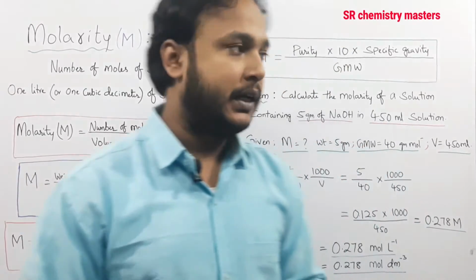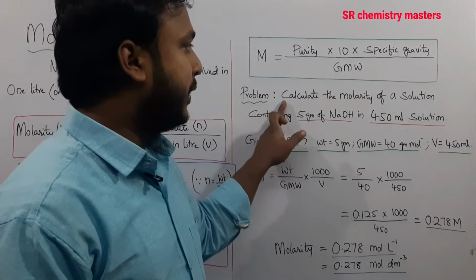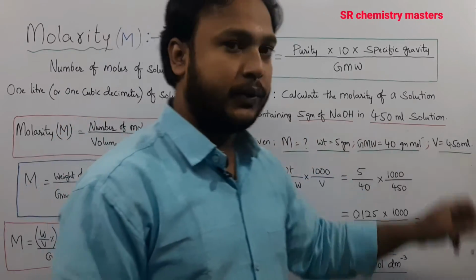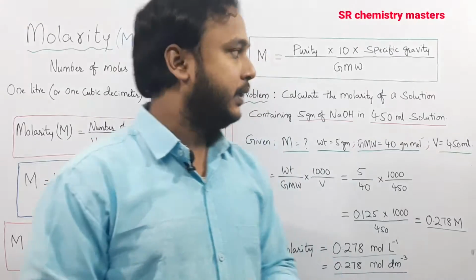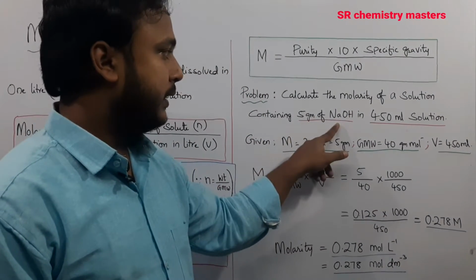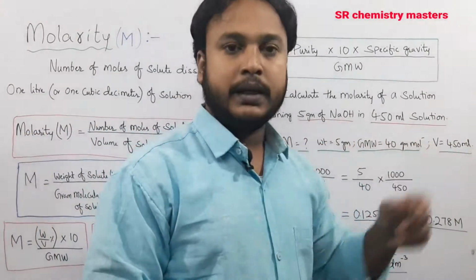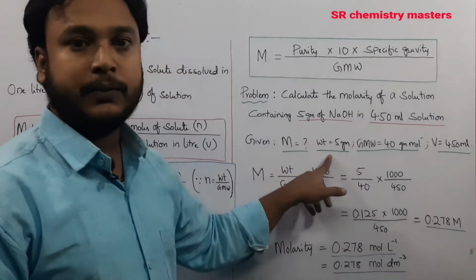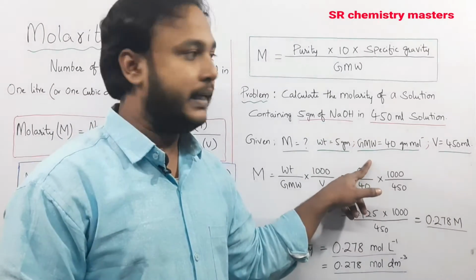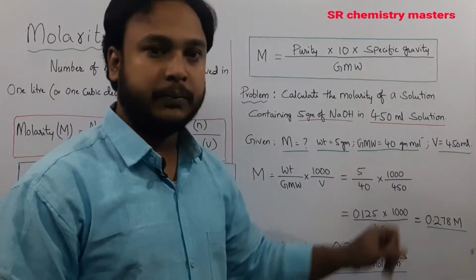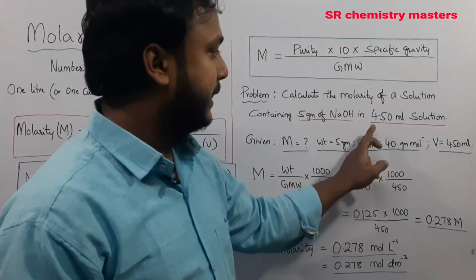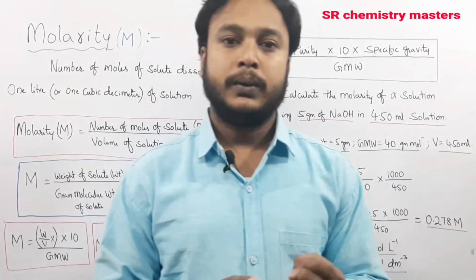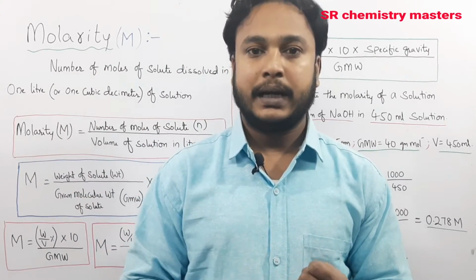The first problem which we are going to see is: calculate the molarity of the solution containing 5 grams of NaOH in 450 ml of solution. If you see closely the question, you have 5 grams of NaOH in 450 ml of solution. Here in the question you are given the weight of the NaOH, that is 5 grams. Gram molecular weight of NaOH is 40 grams per mole, and the volume given is 450 ml. So in the question you are given the weight, gram molecular weight and volume.